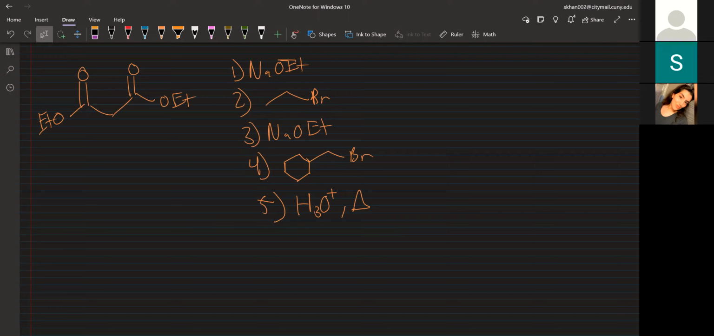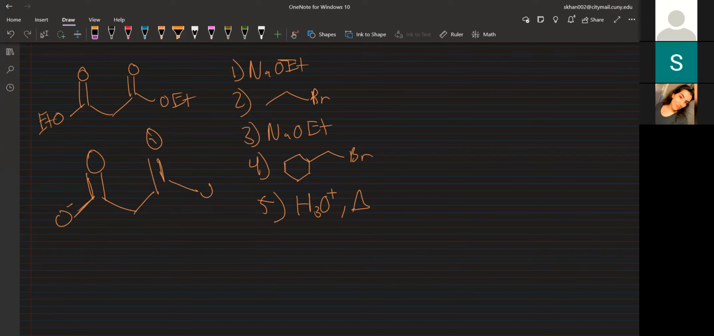This could be anything that looks like this. If you had two carboxylic acids here, this is what's called malonic acid. This means there's one carbon in between the two. It's an example of a dicarboxylic acid. If you had any OR groups here, the same reaction can occur. I just want to point out it's not limited to just OEt groups there.